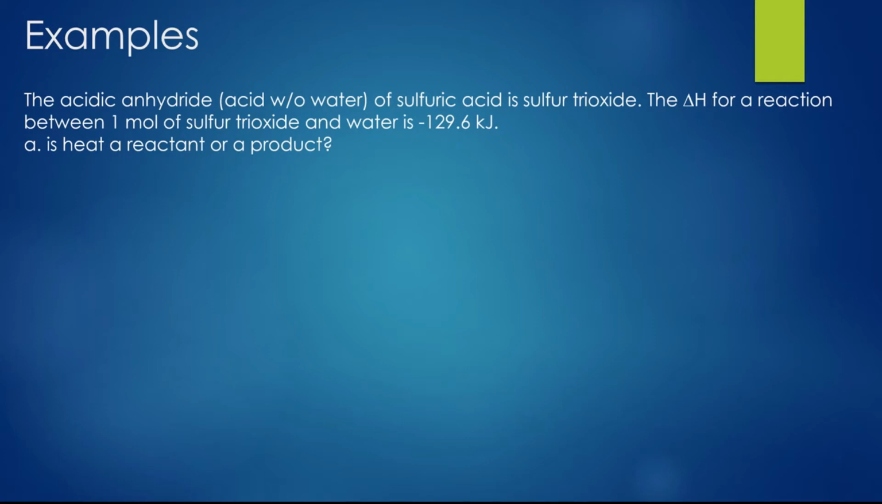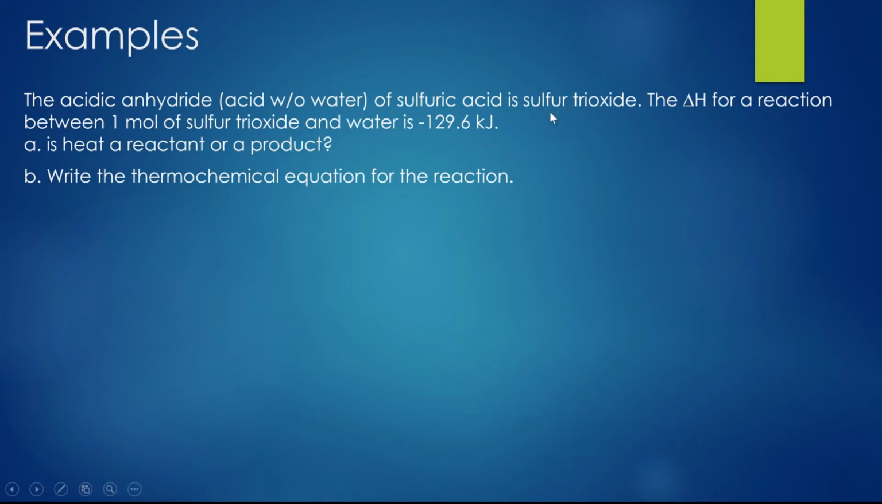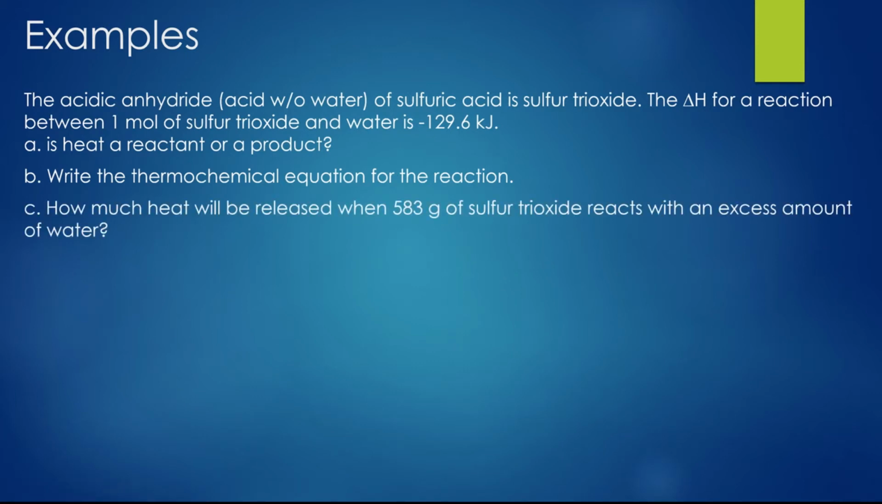The acid anhydride, the acid without water, of sulfuric acid is sulfur trioxide. The change in enthalpy for a reaction between 1 mole of sulfur trioxide and water is negative 129.6 kilojoules. First question, is heat a reactant or a product? The clue you should be looking for is the negative sign. Second question, write the thermochemical equation for the reaction. This comes down to writing a balanced chemical equation and knowing where to put the heat, on the reactant or product side, and part A helps us identify that. Part C, here comes the stoichiometry. How much heat will be released when 583 grams of sulfur trioxide reacts with an excess amount of water?